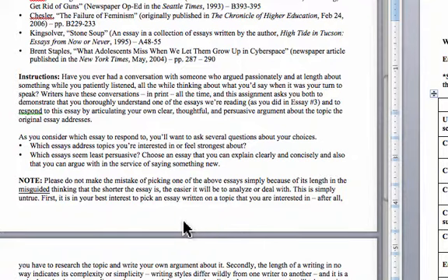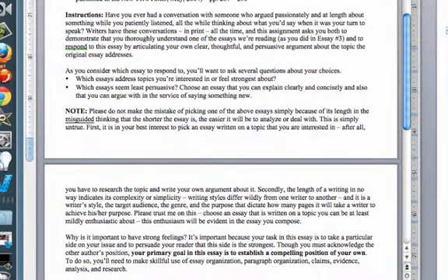Okay, so the next thing that you need to look at are these instructions at the bottom of this instruction paragraph. Okay, if you notice, I say what I want you to do in several different ways throughout this assignment sheet, but here what I tell you is that I want you to demonstrate that you thoroughly understand one of the essays that we're reading. Okay, and you have to respond to that essay by articulating your own clear, thoughtful, and persuasive argument about the topic. Okay? So those are the two major components that your grade's going to rest upon in this assignment.